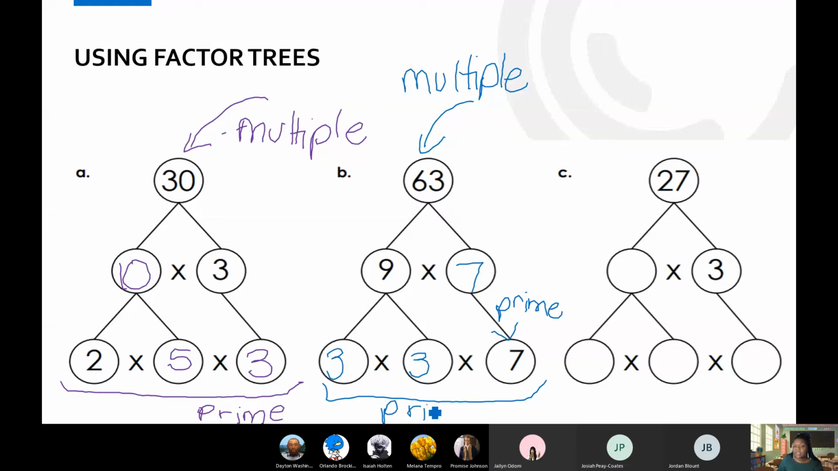And to always check to see if you've created your factor tree correctly, you could multiply these 3 numbers here at the bottom, and you should get the multiple up top. In other words, if I multiply 3 times 3 times 7, my product would be 63. That lets me know I've completed my factor tree correctly.